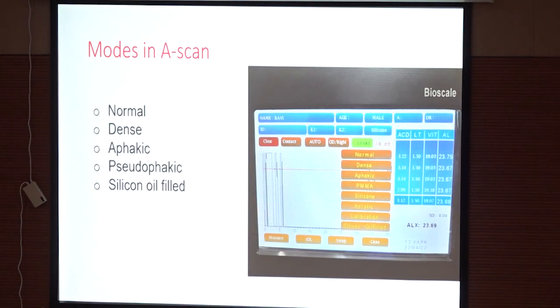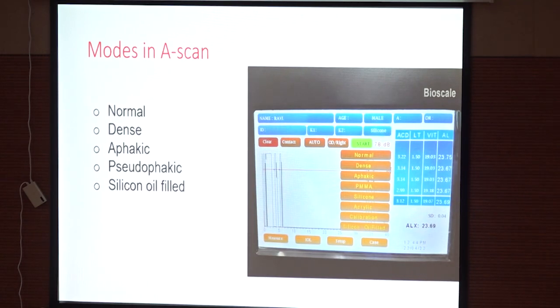There are different modes in A scan that are available. So you have the normal mode, then you have the dense mode, which you can use for dense mature cataracts. There's the aphakic mode, which you can use for secondary IOL implantation. Then you have the pseudophakic mode, which also has further options according to the type of lens that is implanted, PMMA, silicon and acrylic mode. This can be used for the IOL exchange surgeries that you are planning. And then lastly, we also have the silicon oil fill method.